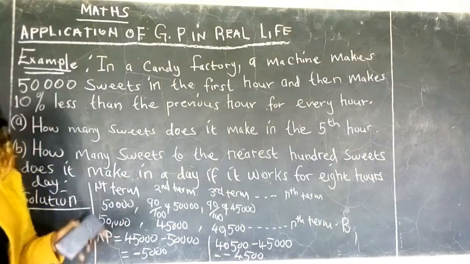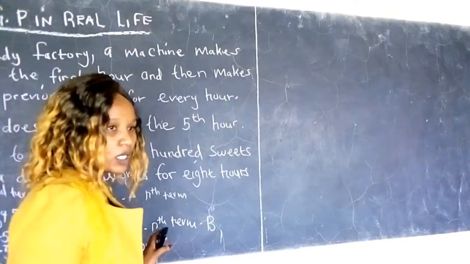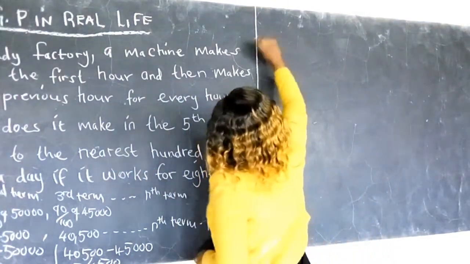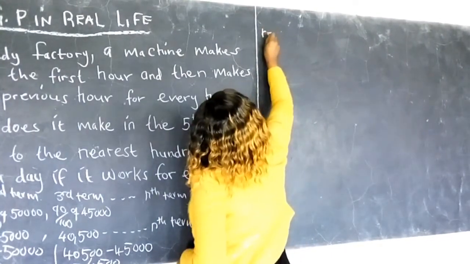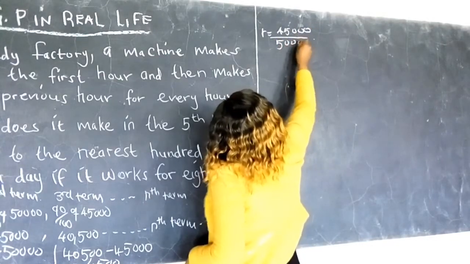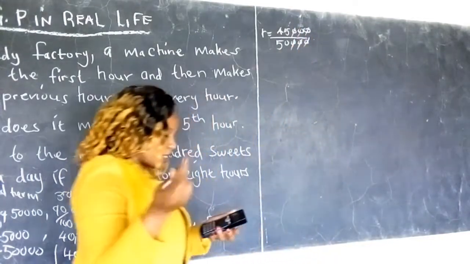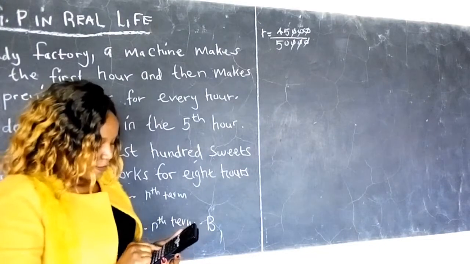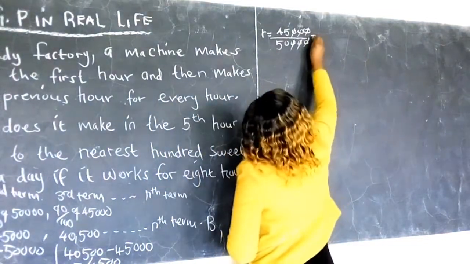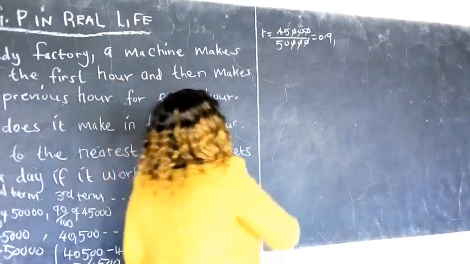Now let's check whether it is a GP. So for a GP, we are going to look for the common ratio. How do we get the common ratio? So we are going to have 45,000 divided by 50,000. So what is 45 divided by 50? Calculator, generation of calculators. We have 0.9.